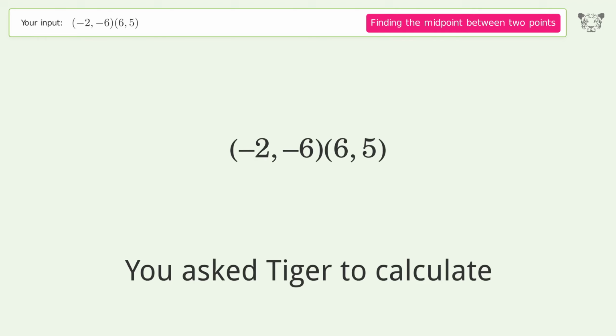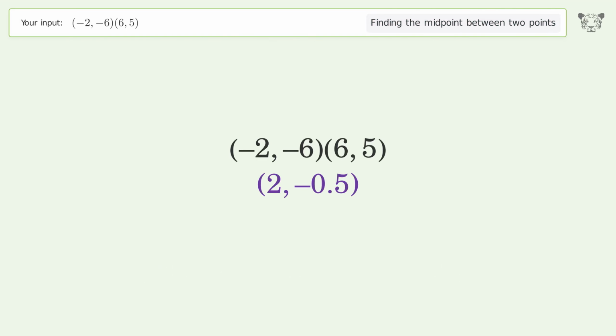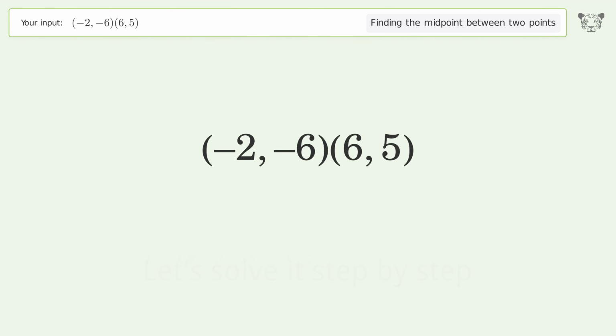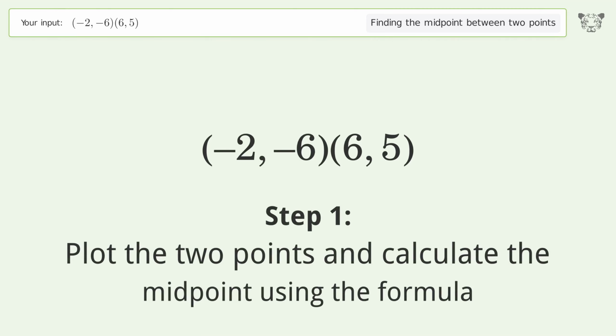You ask Tiger to calculate. This deals with finding the midpoint between 2 points. The midpoint between the 2 points is 2, -0.5. Let's solve it step by step. Plot the 2 points and calculate the midpoint using the formula.